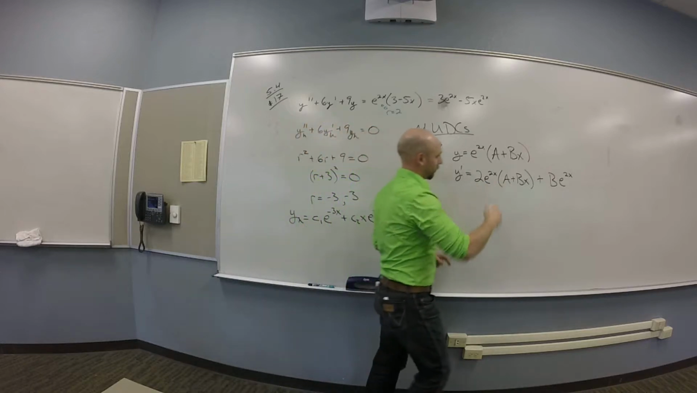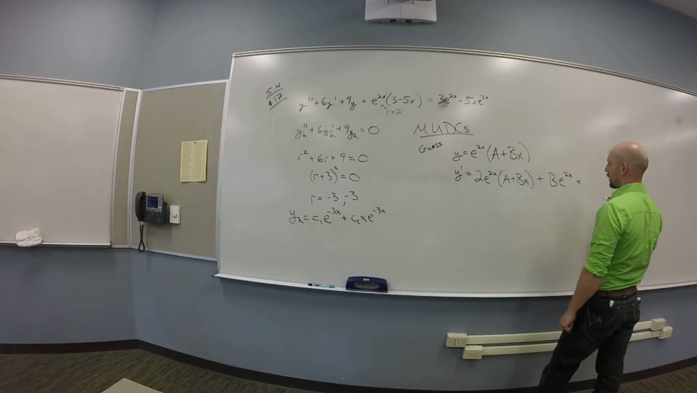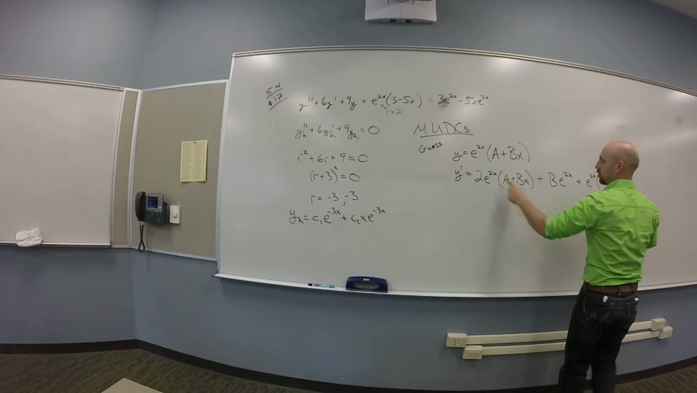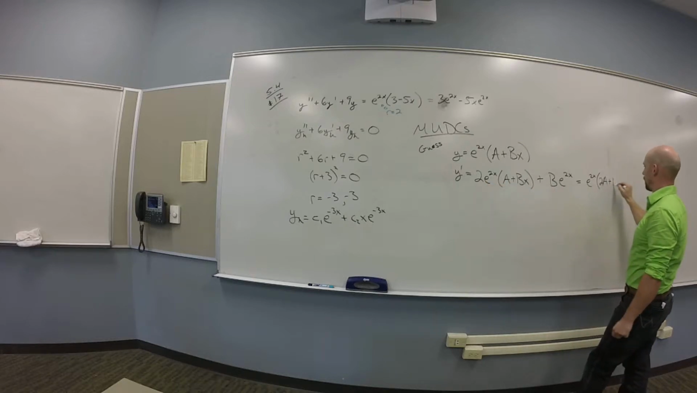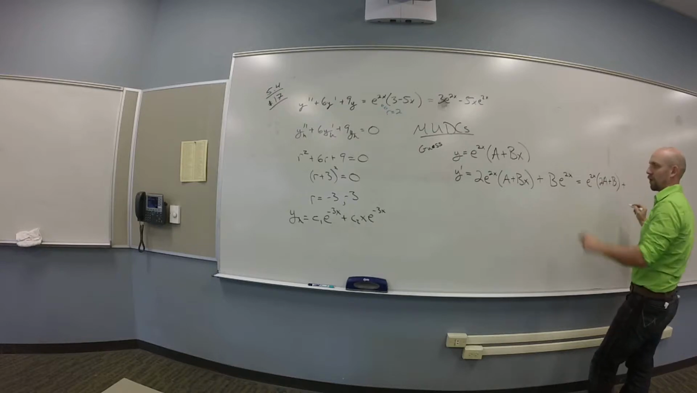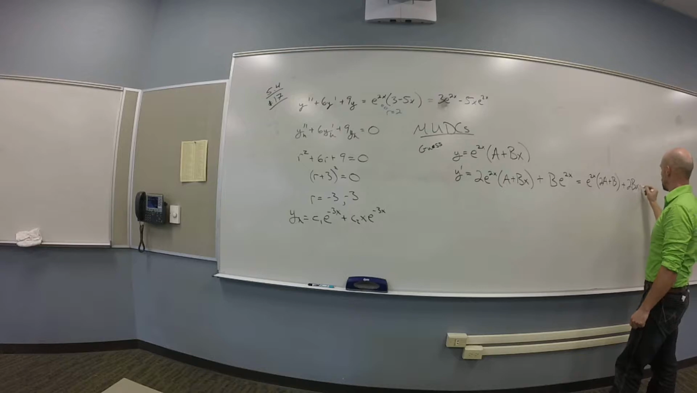Maybe combining like terms. So I think I got e to the 2x times 2a plus b plus 2bx e to the 2x.